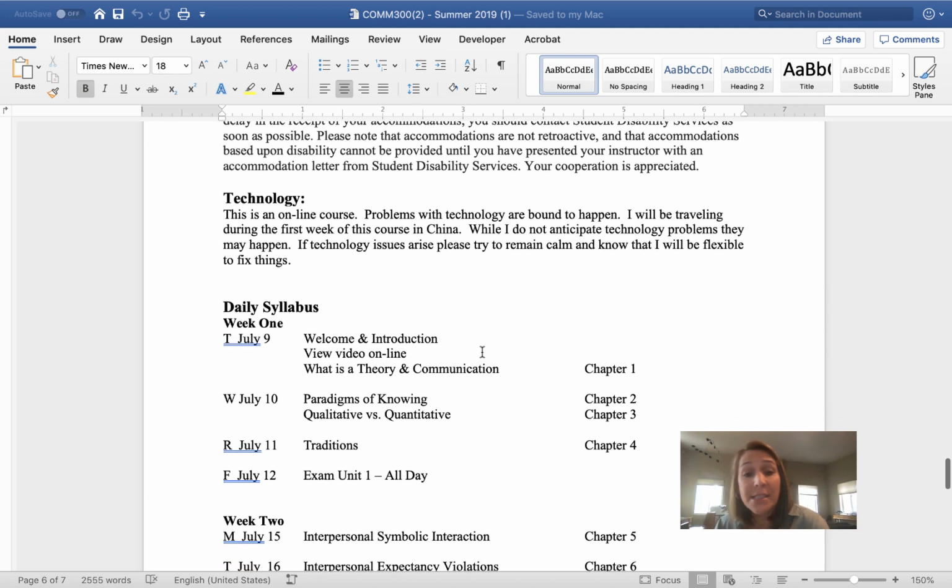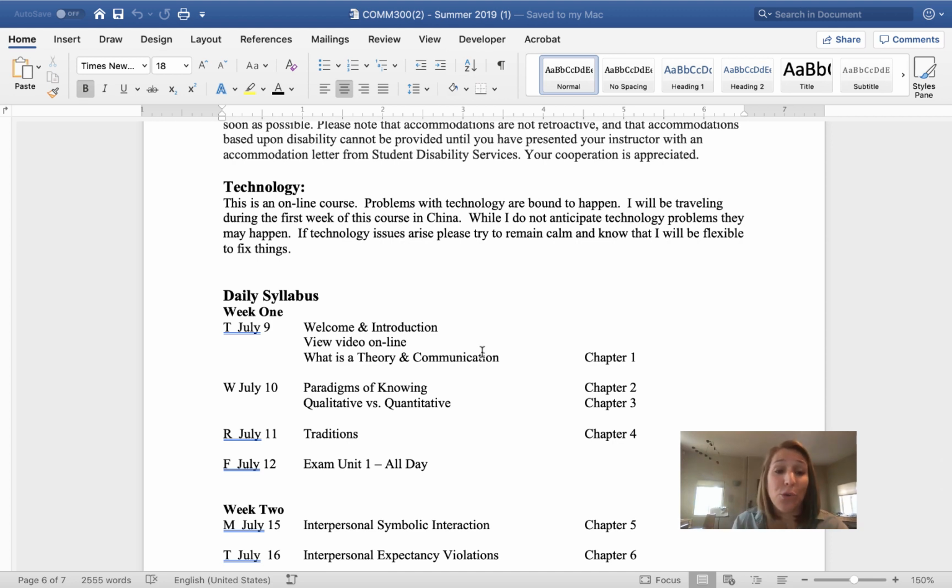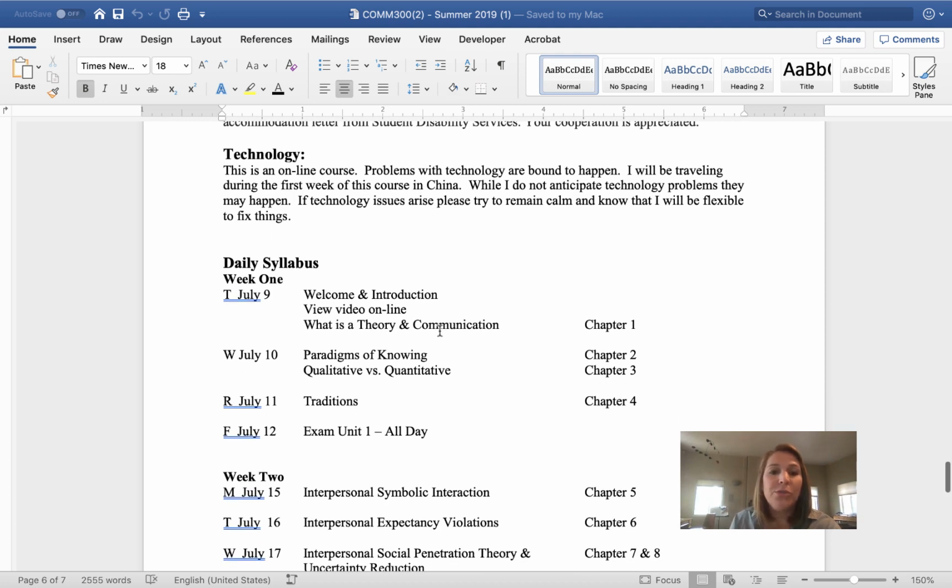Okay, this is the crux of the daily syllabus of the course. So what you see here is you have 4 lessons this first week. You could do all of these lessons on Tuesday if you wanted to. You could do one on Tuesday, one on Wednesday, one on Thursday. It doesn't matter. You will have it open to all of the lessons in this unit.